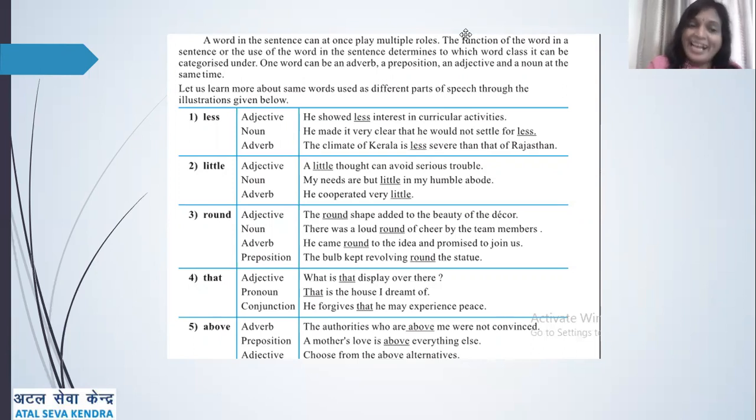Now we come to that. Adjective, what is that display over there? Pronoun, that is the house I dreamt of. Conjunction, he forgives that he may experience peace.